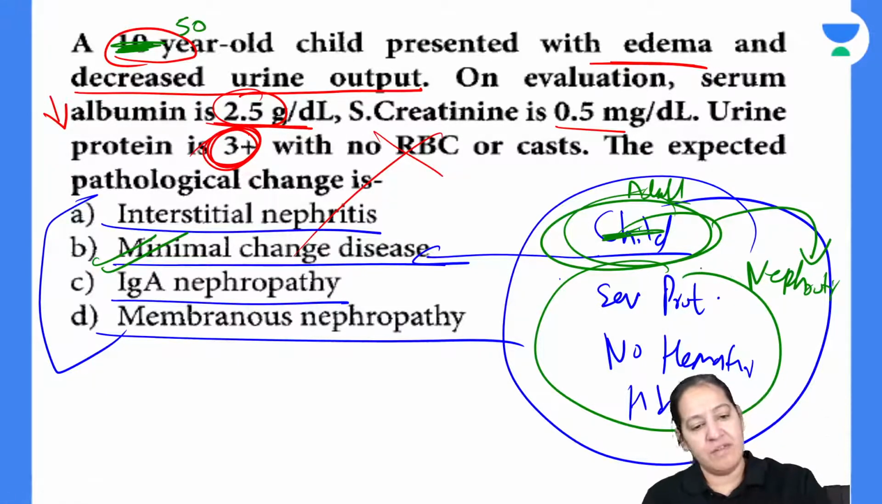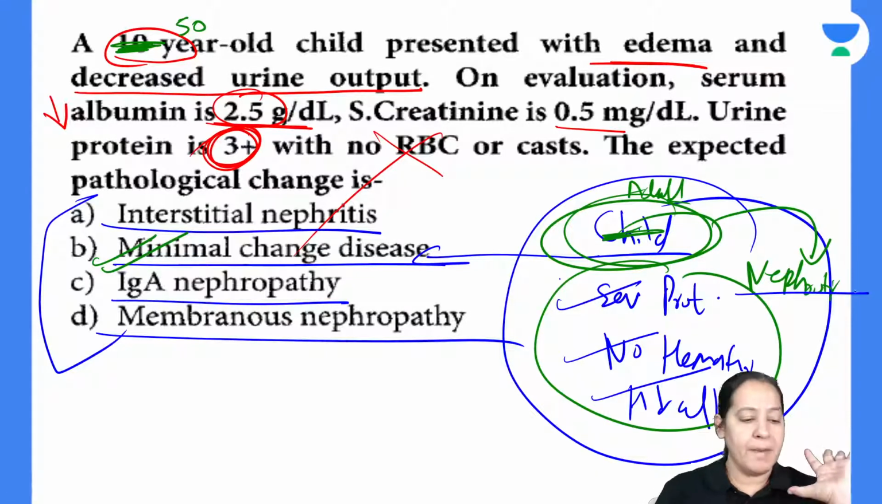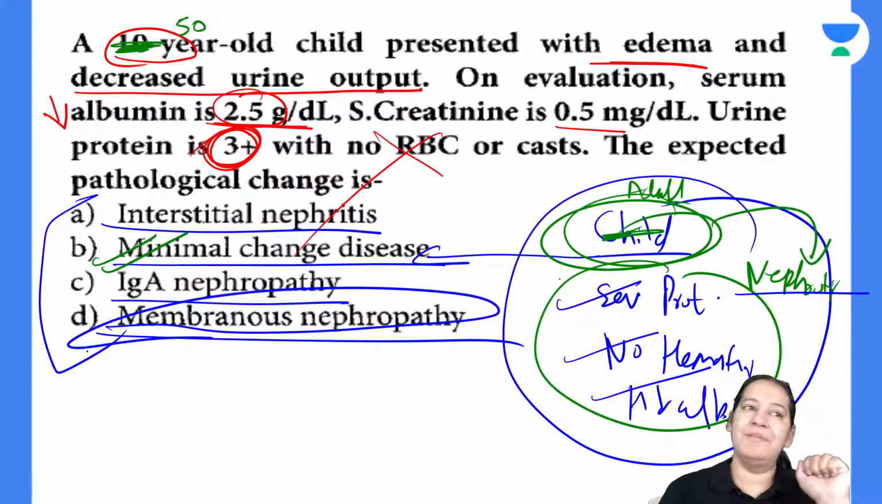So the patient is presenting with severe proteinuria, no hematuria and hypoalbuminemia. That is nephrotic syndrome, but not in children. Now the answer will become membranous nephropathy. So membranous nephropathy will be the answer. D will be the answer.